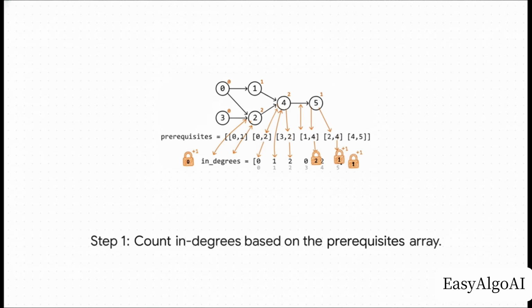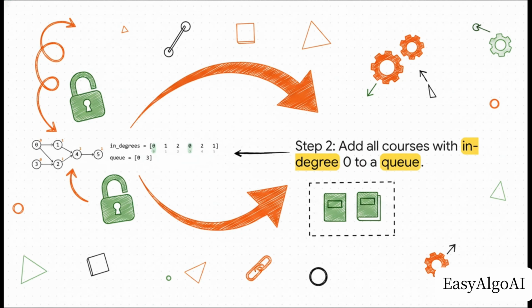Every time a course is on the receiving end of a requirement, its lock count goes up by 1. Moving to step 2. Take a close look at courses 0 and 3 highlighted in green. They have exactly 0 locks. Since they're totally free of prerequisites, we push them right into our processing queue to tackle first. They are without a doubt our perfect starting points.